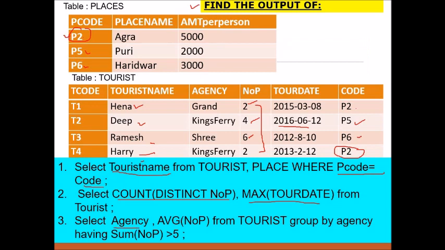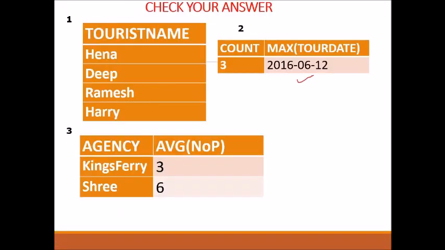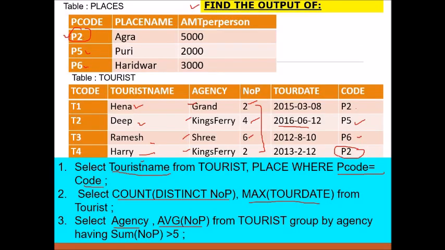Similarly, select agency. So these two will be the headings. From tourist, group by agency. So these records will be grouped on the basis of the values of agency. So how many groups will be formed? 3 groups, because there are 3 different values in the agency column. Having sum NOP greater than 5. Sum NOP greater than 5. So it is 4 plus 2, that is 6. So it will be displayed only for this. So Kings 3, Shri is 6. So this is also greater than 5, and 4 plus 2 is greater than 5.